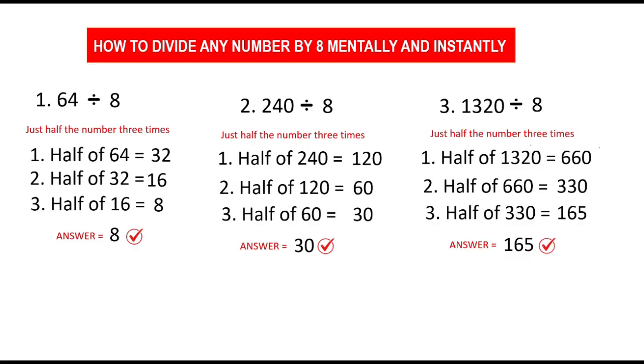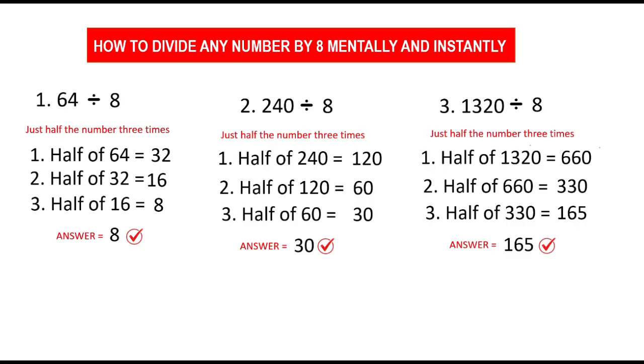If you have a bigger number, for instance, like 2,000, and they say divide 2,000 by 8, instead of stressing yourself, how will I divide 2,000 by 8? Just half it 3 times. When you half it the first time, 2,000 divided by 2 will give you 1,000. That is the first time. Then 1,000 divided by 2 will give you 500.